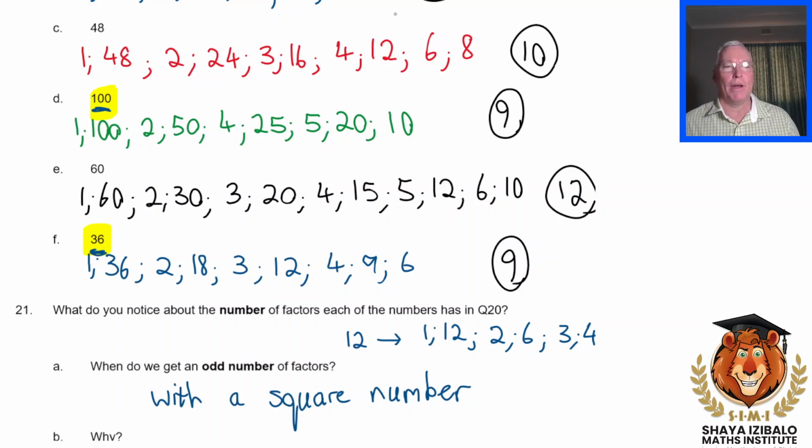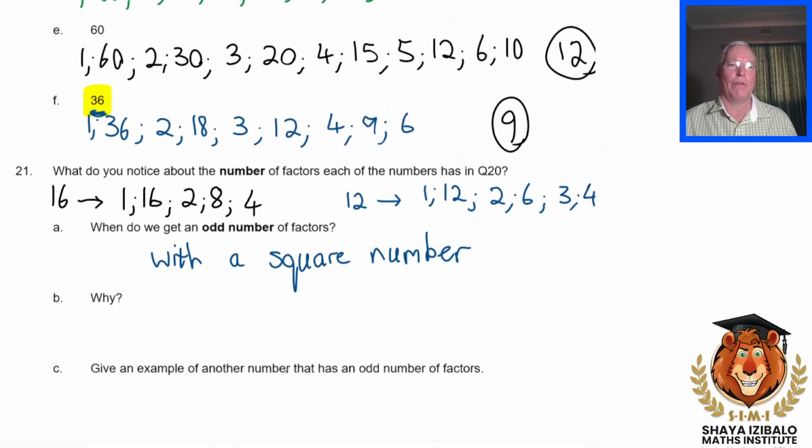But with a perfect square, I'm going to take 16, let's write them down. We get 1 paired with 16. Then we get 2 paired with 8. Now we get 4. What does 4 pair with? Well, it pairs with itself. And that's why we've got an odd number of factors. We will always have an odd number of factors with a square number.